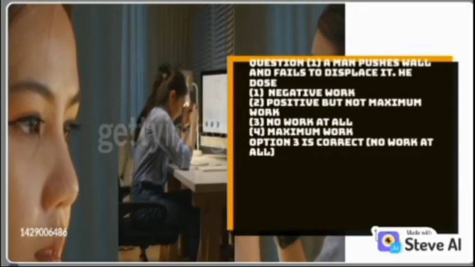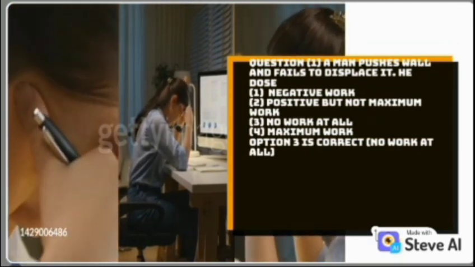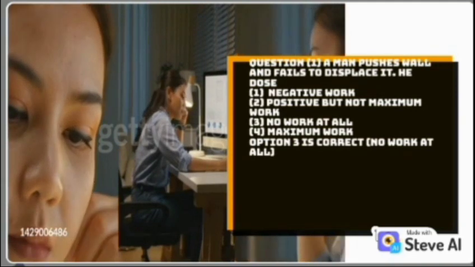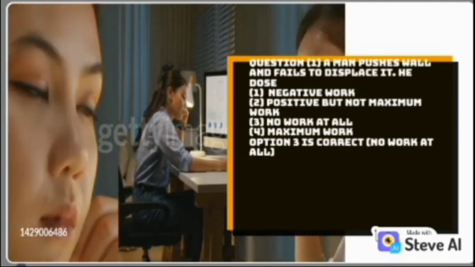Question 1. A man pushes a wall and fails to displace it. He does: 1. negative work, 2. positive but not maximum work, 3. no work at all, 4. maximum work. Option 3 is correct, no work.